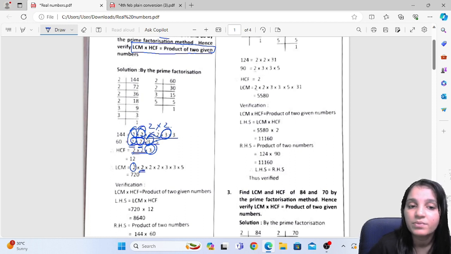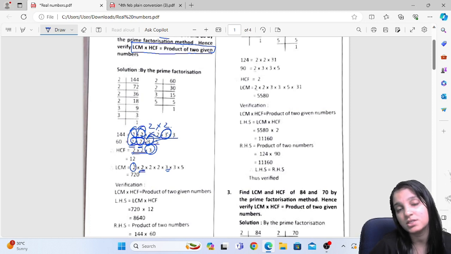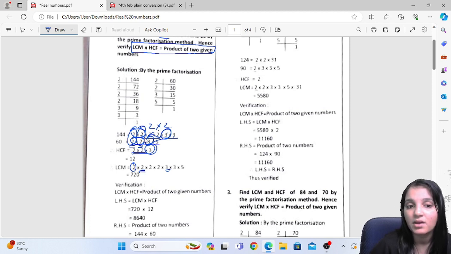Here also, see, the first 3 is common here and here, right? This 3 is separate, which doesn't have any pair, and this 5 is separate. So that we get 720. So you got your LCM and HCF.